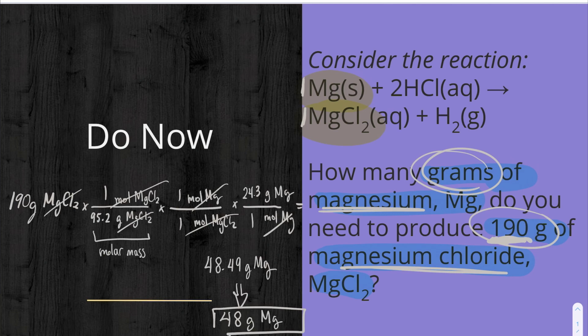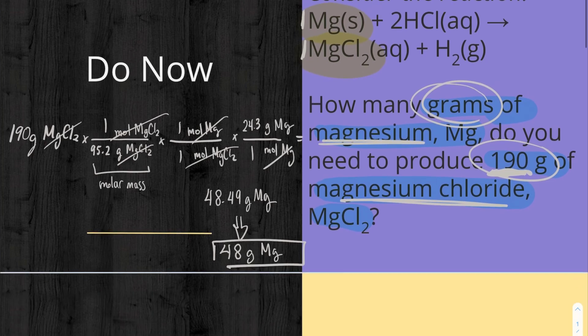That's how many I would get if I perfectly reacted magnesium chloride with excess HCl, or as much HCl as I wanted. Alright, so take a moment there to think about how that problem went.